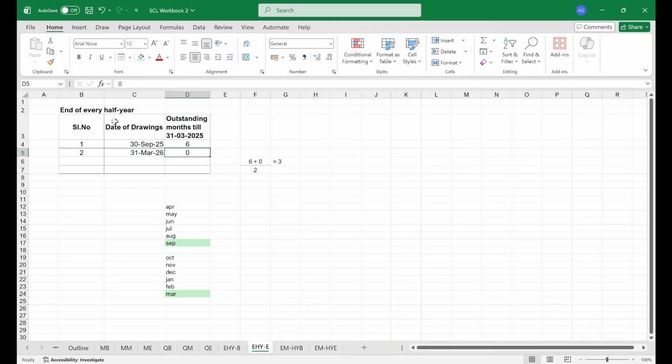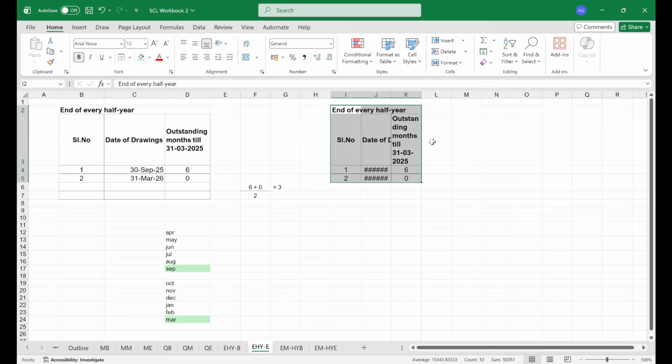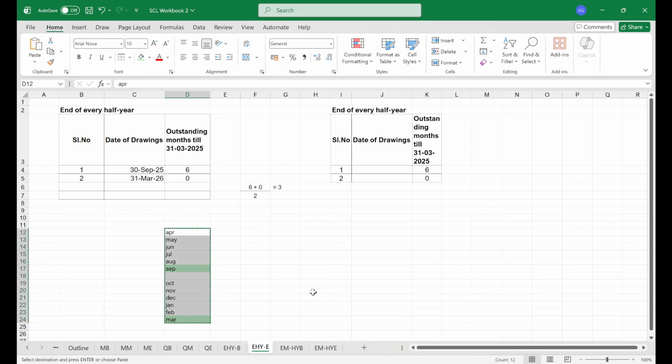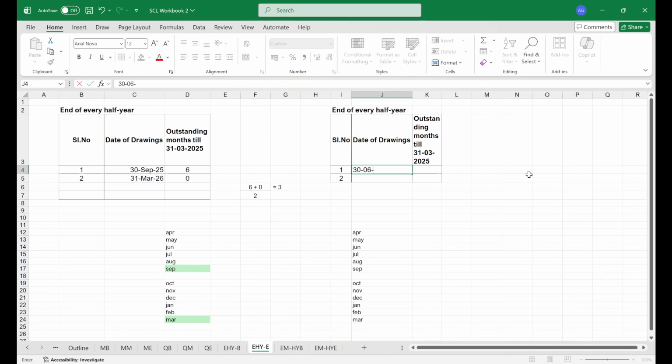Let's get a little innovative here. What if the question says that the partner withdraws at the middle of every half year? At the middle of every half year, let us imagine what if the question comes that way. So middle of every half year, let us plot the half years first. So middle of every half year, this is the first half year. What will be the middle? 30th of June, isn't it? So the first drawings would have happened on 30th of June.